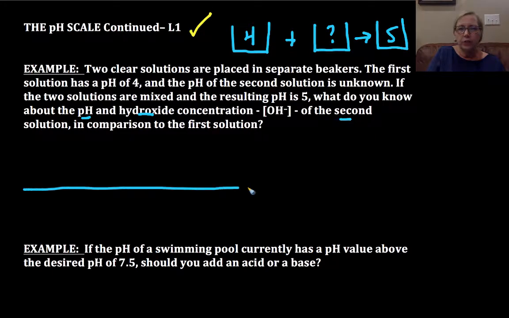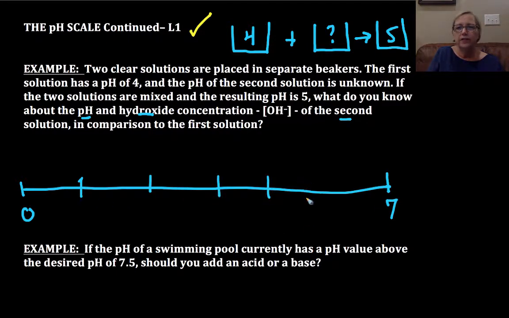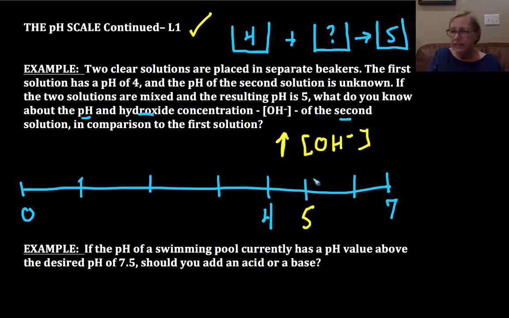If you look at your pH scale, we've got 0, up here is 7, and so 1, 2, 3, 4, 5, 6, not very to scale, but you get the idea. So I start at pH 4 and I end at pH 5. What this means is I have increased somehow my concentration of hydroxide relative to my H+.